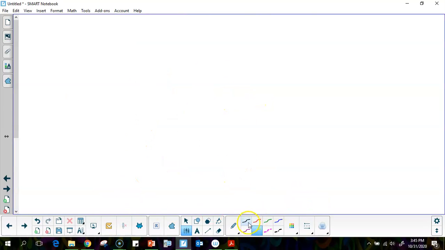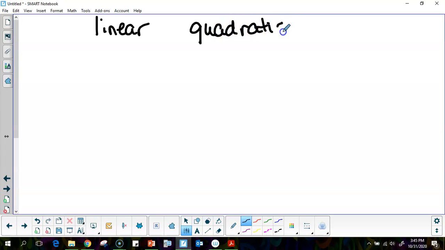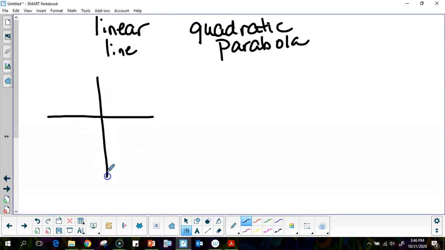Now, in Math 2, we are looking at systems of equations where one of them is a quadratic, so it's a parabola, and the other one is a straight line, so it's linear. So we have a linear equation and a quadratic equation. A linear equation makes a straight line. A quadratic equation makes a parabola.